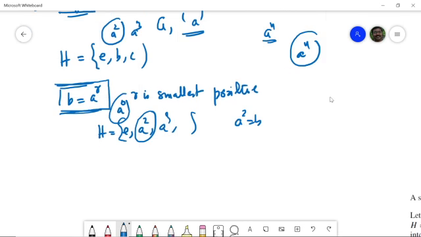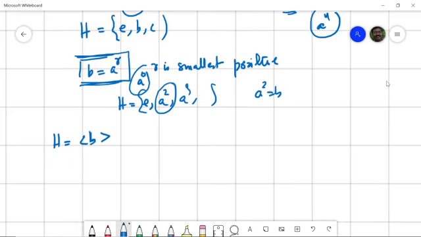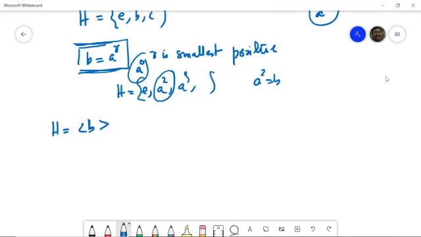We'll now show that this H is actually generated by this B. How will you show that? If I take some other element C, I have to show that C is a power of this B. So how will you show that? Very simple.